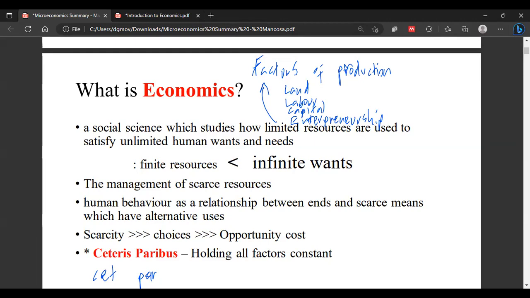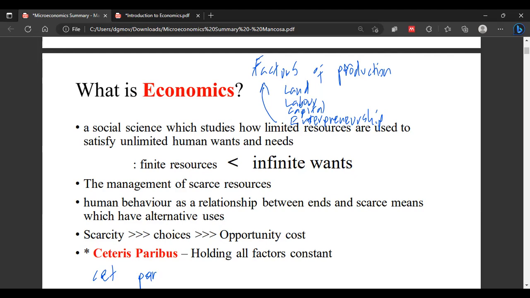So we are talking about land. Land is sometimes referred to as natural resources, right? So when we speak of land, we are talking about land and minerals. This is all natural resources, right? And we refer to labor as the human effort. Labor is self-explanatory. It is the human effort.